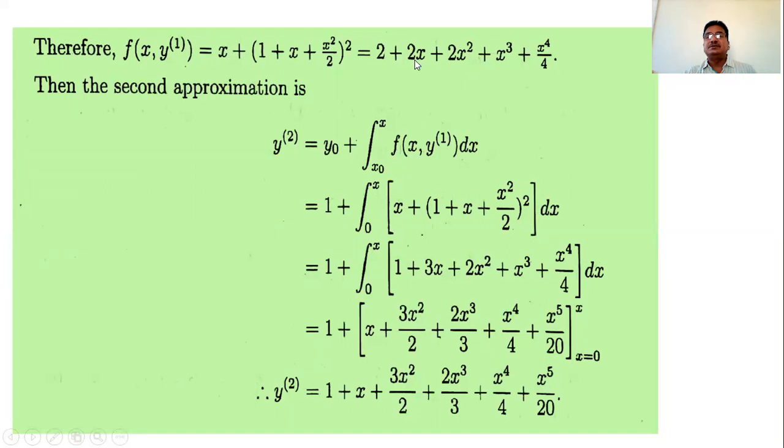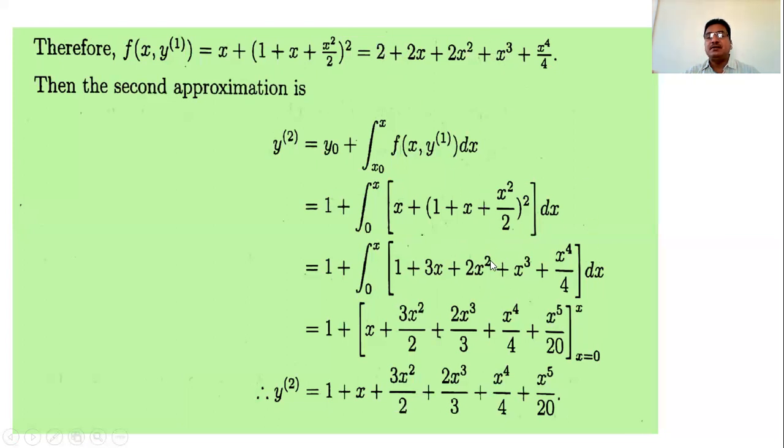This is the 2 plus the square, and the addition of x, so 2x becomes 3x. So x plus 1 plus x plus x square by 2, squared. So we have this answer after calculation. I think either this is wrong or this is wrong. Here it is 1 plus 3x. So correct this figure: 1 plus 3x plus 2x square plus x cube.